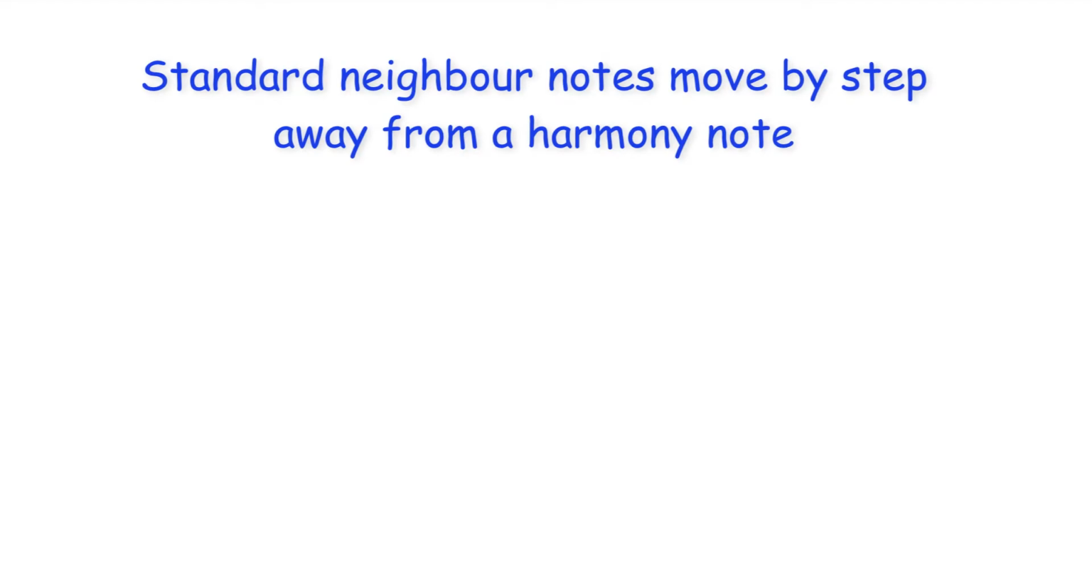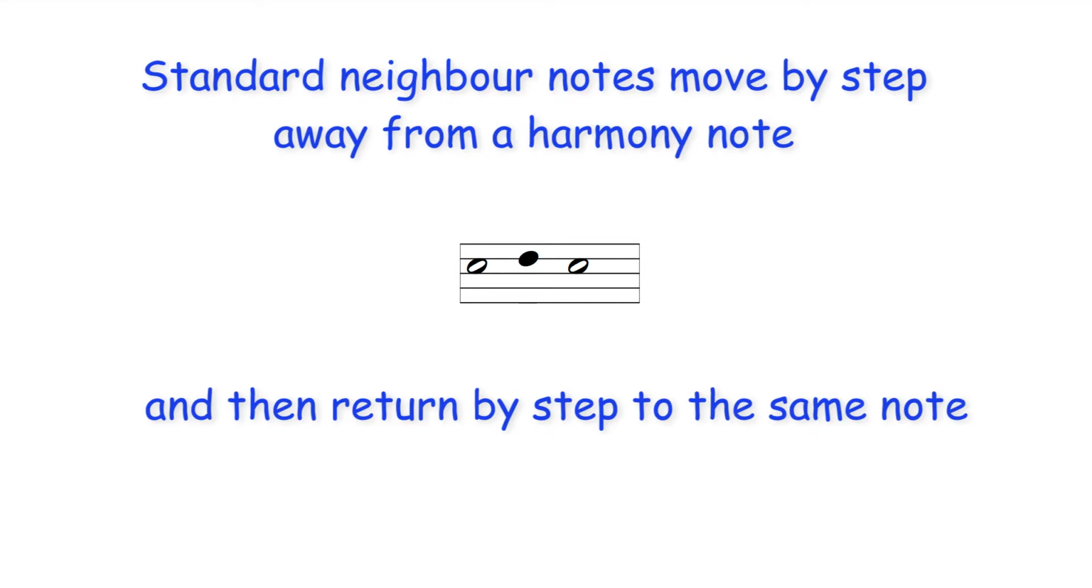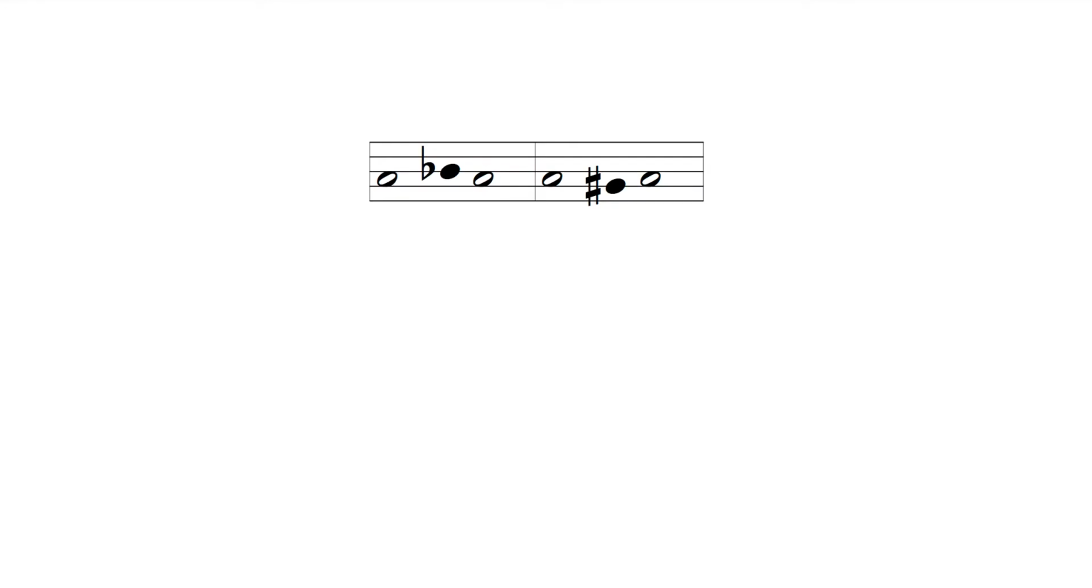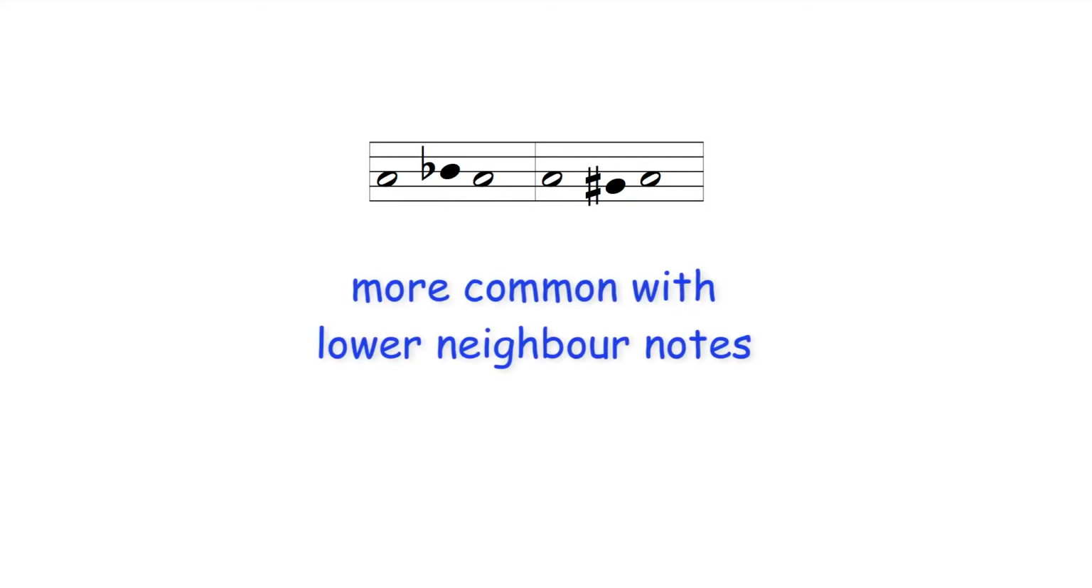Standard neighbour notes move by step away from a harmony note and then return by step to the same note. Motion above a harmony note is labelled an upper neighbour note, and motion below a lower neighbour note. Neighbour notes may be chromatically altered to form a semitone between the neighbour note and harmony note. This, however, is more commonly found with lower neighbour notes.